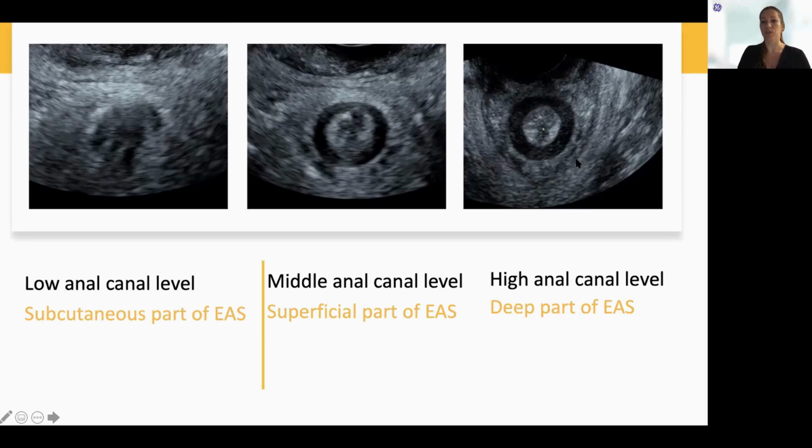It's very important to keep in mind that the external sphincter disappears here between 11 o'clock and 1 o'clock. And this is because of the anatomy. This is not a defect, but this is because of the anatomy.